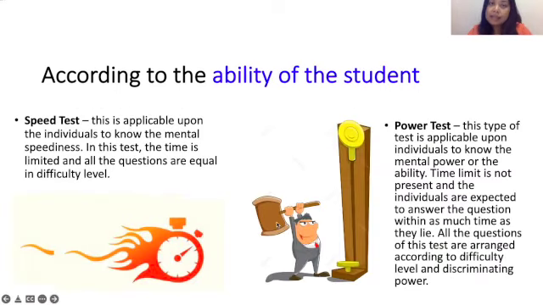Tests can also be classified according to the ability of the student. A speed test, for example, is applicable upon individuals to know their mental speediness. In this test, the time is limited and all the questions are equal in difficulty level. On the other hand, a power test is applicable upon individuals to know their mental power or their ability. Time limit is not present and the individuals are expected to answer the questions within as much time as they like. All the questions of this test are arranged according to difficulty level and discriminating power.